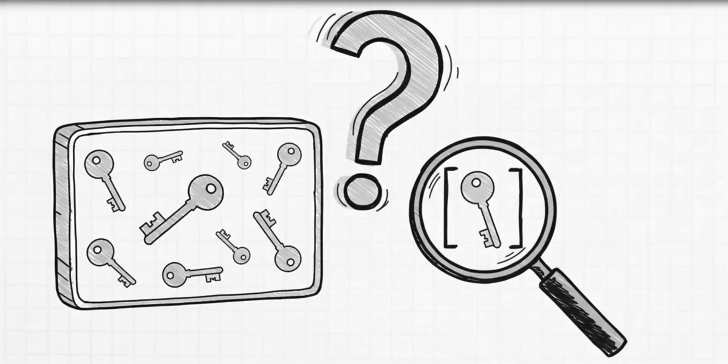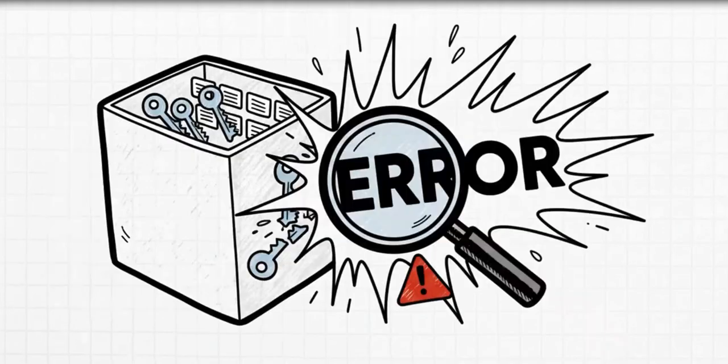Okay, but what if we ask for something that isn't there? For instance, let's try to find the student for roll number 400. We know for a fact that's not in our dictionary. What's Python going to do? And there it is. Your program crashes with a big old key error. Now, this is a super common thing to run into when you're starting out. It's just Python's way of yelling, hey, I looked and that key you asked for doesn't exist.